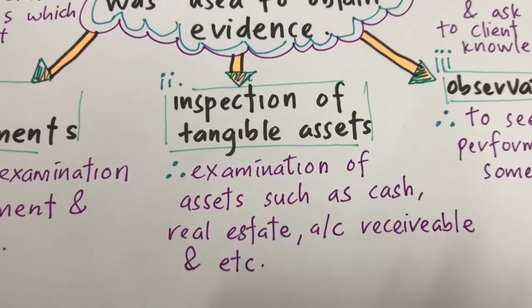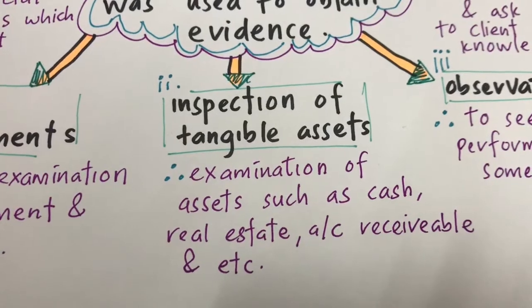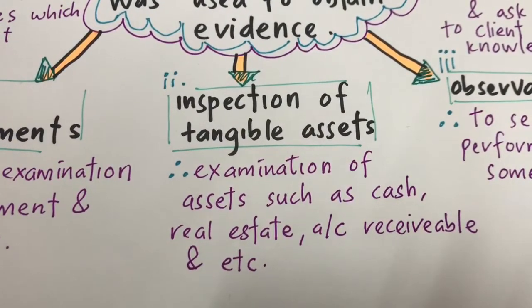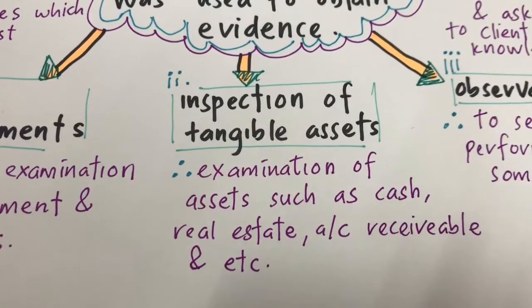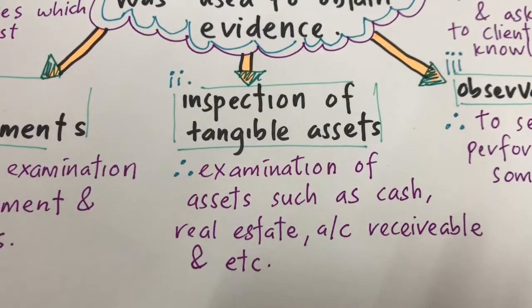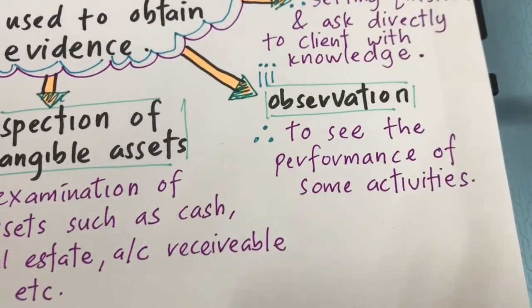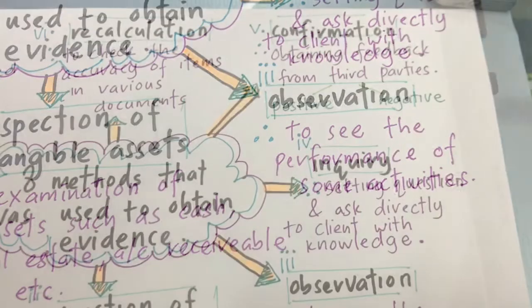Method number 2. Inspection of tangible assets. Examination of assets such as cash, real estate, accounts receivable, and so on. It is to provide reliable audit evidence. It is not necessarily about rights and obligations of entities. Method number 3. Observation. It is to see the performance of some activities.